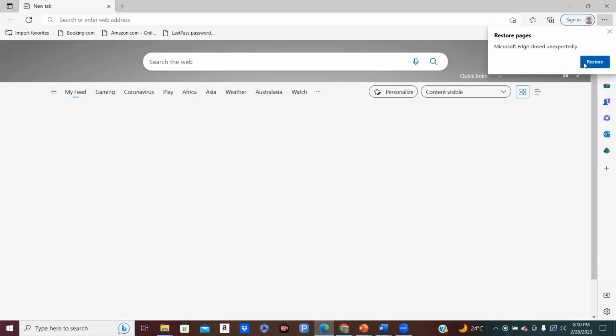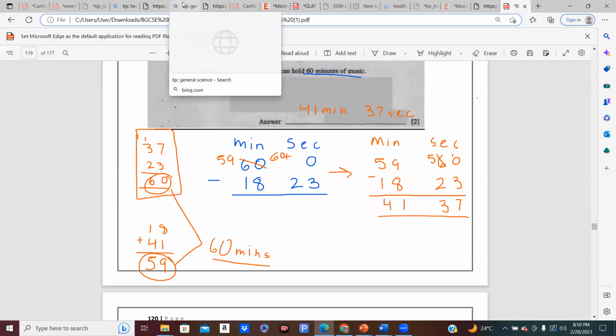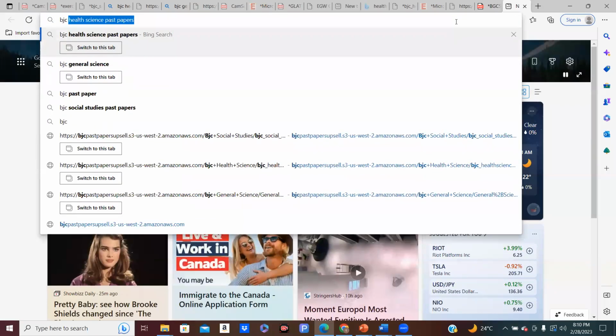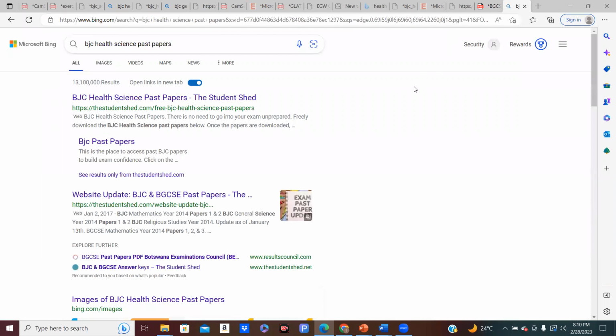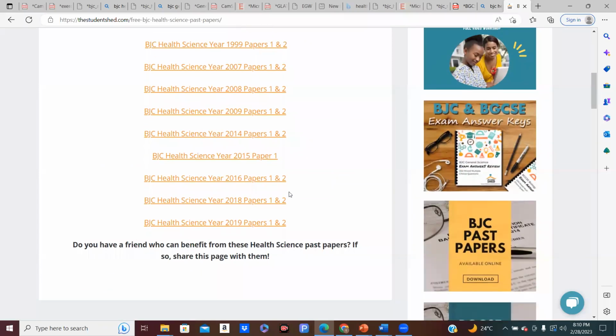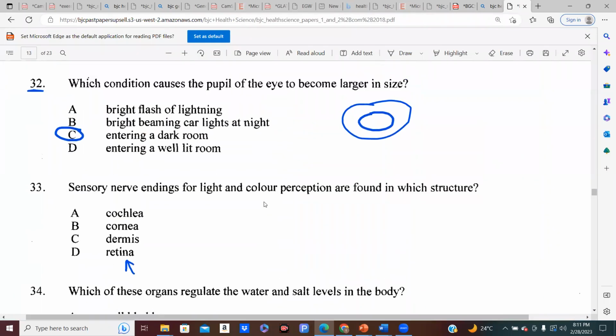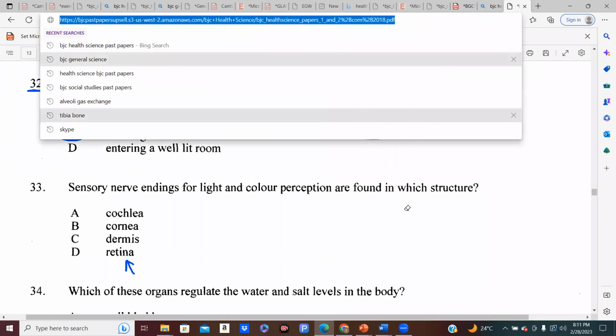All right, so let's go over BGCSE health science people. We are on the 2018 past paper. Okay, I think we need to erase all. Can we? All right, so I maybe have to just use it on Google Chrome.